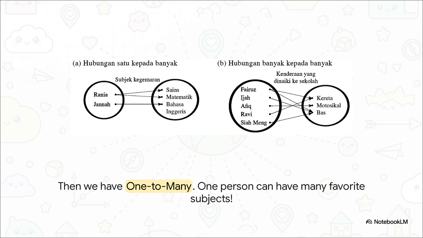Now, let's just flip that whole idea on its head. This is a one-to-many relationship. Here, we have one person, Rania, and she's connected to several favorite subjects: science, math, and language. See how that works? One single starting point can branch out into a whole bunch of different connections.